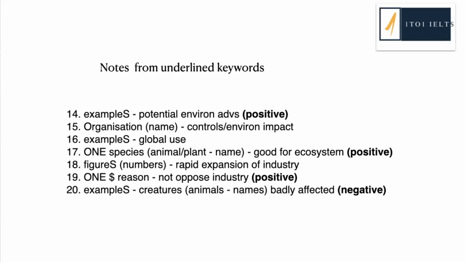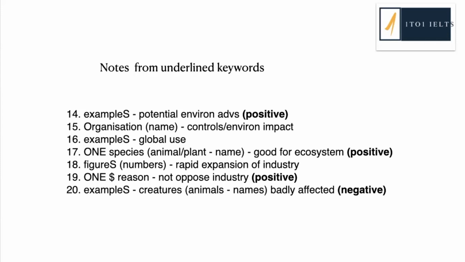18, we're looking for multiple figures, so multiple numbers about the growth or the expansion of the industry. We don't know if this is positive or negative, so again, I've left that information out. 19, we want one financial reason, one reason that is related to money, that does not oppose the industry. Again, this is probably going to be quite positive about the oil palm industry.